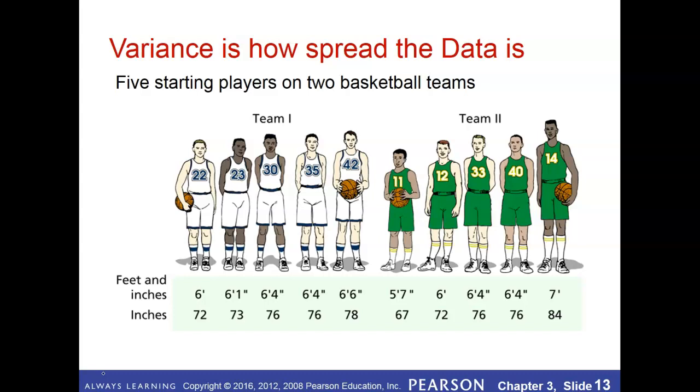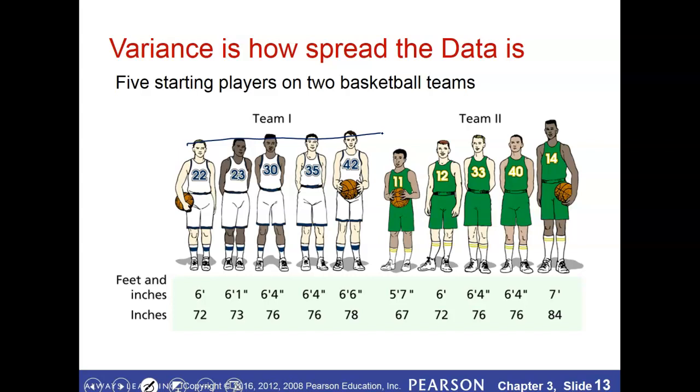So let's go ahead and start by taking a look at this picture. We have the white basketball team and the green basketball team. They may have the exact same center. In other words, the average height for all of the players on the white team and the average height for all the players on the green team might be the same. But if you look at the two teams, the green team is spread out a lot more than the white team. The white team, if you look at all their heights, not too much of a difference between the smallest person, number 22, and the tallest person, number 42.